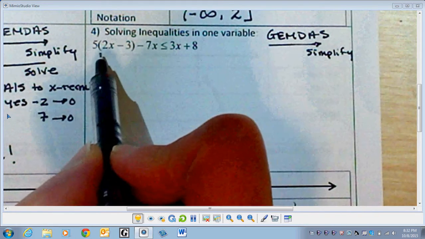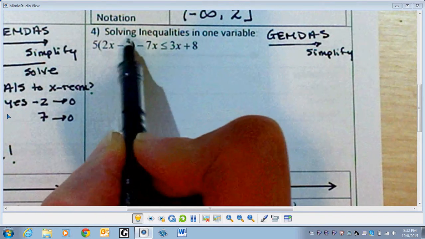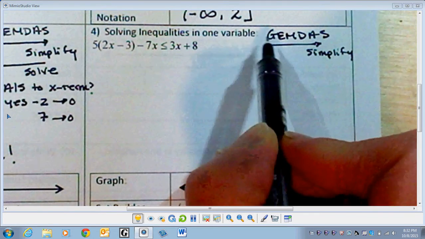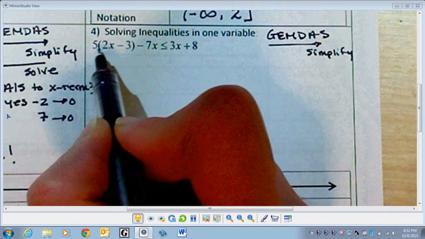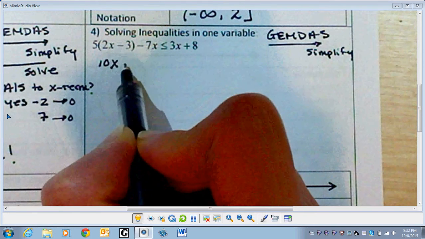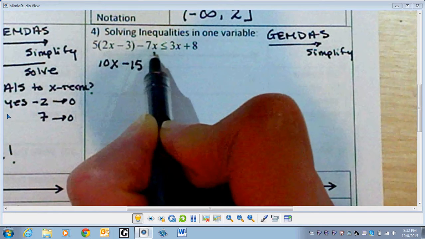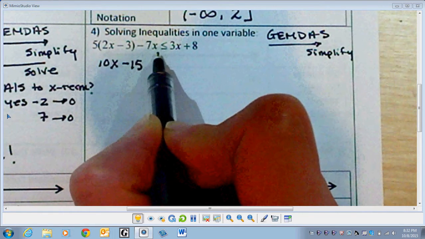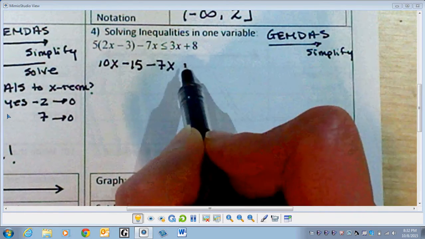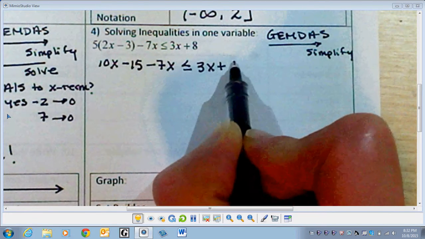So again, what do I have going on here? Well, there's some multiplication happening right here. There's nothing I can do inside the parentheses, which is our grouping symbol, but I can multiply 5 to 2x, which gives me 10x, 5 to negative 3, which gives me negative 15. Nothing is happening to that negative 7 because it's not in the parentheses. So I bring that down: negative 7x less than or equal to 3x plus 8.